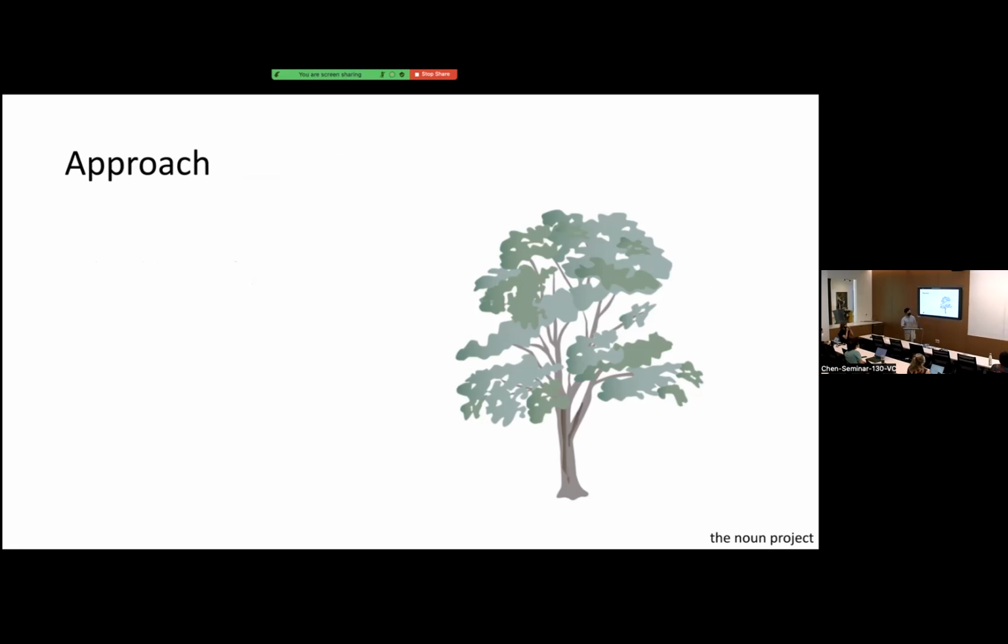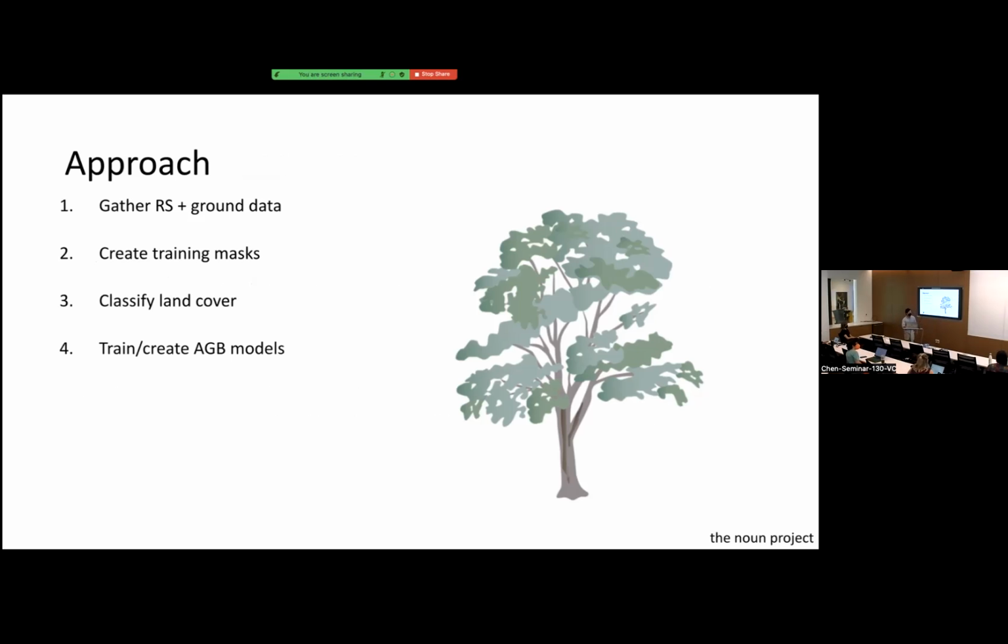And so I'll just outline my approach for this summer school. First was gathering data and ground data from my partners. I then created training masks and image pixel chips, which then went on to feed the different models that I used, including land cover classification and above ground biomass models. Finally, and I haven't done this yet, I will compare the various models that we produce. Let's see what happens, and then we will profit tons of money.